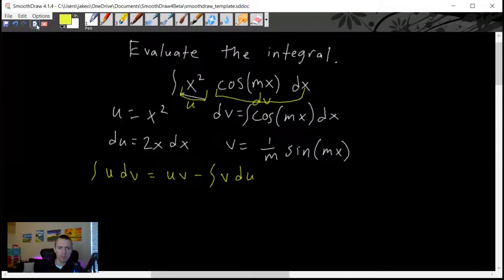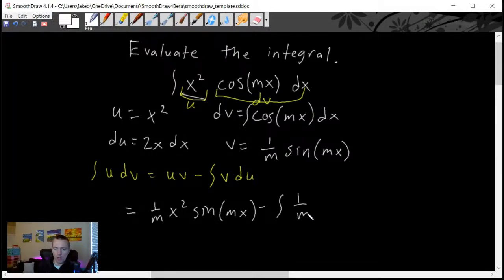Perfect. So now we can just apply this formula, which basically just means we're going to take our u, our v, and our du and plug them into this formula. So we know that this integral we started with is going to be equivalent to u times v, so x squared times 1 over m sine of mx, which would be the same as 1 over m x squared sine of mx, minus the integral of v times du. So this whole thing here times 2x dx. So 1 over m times 2x sine of mx dx.